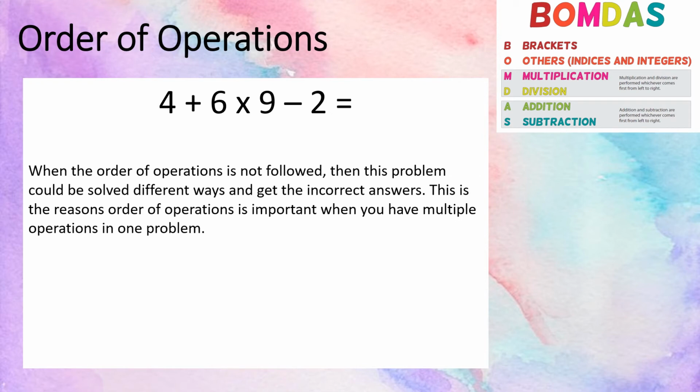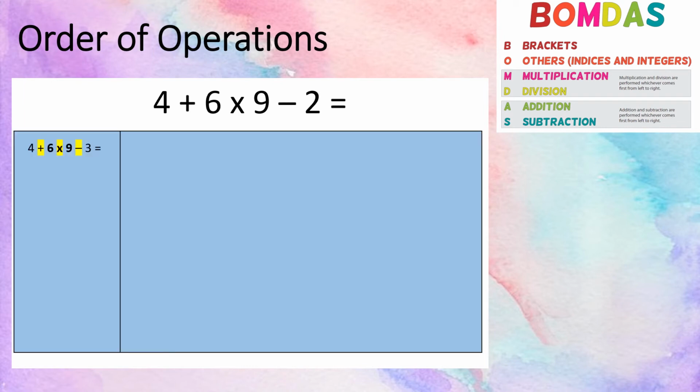Now, when the order of operations is not followed, then this problem could be solved in different ways and we can get the incorrect answers. This is the reason order of operations is so important when you have multiple operations in one problem. So let's have a look at how to correctly solve this problem using order of operations.